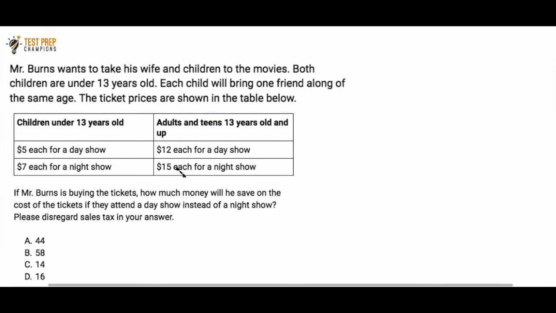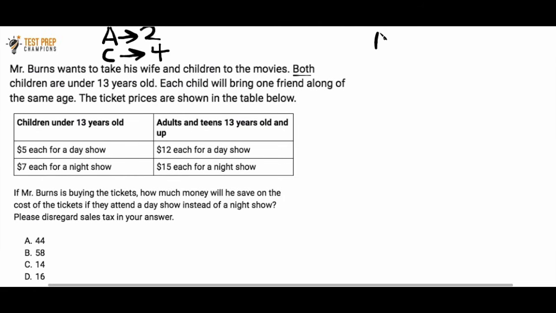Okay, so basically here, let's take stock of how many people we have here. So A represents adults. So we have 2 adults here. We've got Mr. Burns and his wife. And as far as the children go, we know that he has 2 children, because it tells us that both are under 13, and each child is going to bring one friend of the same age. So as far as children that are under 13, we know that we're going to have 4 here. So what we have to do here is calculate the cost in total that he's going to pay for a night show and the cost for a day show, and we're going to subtract them.